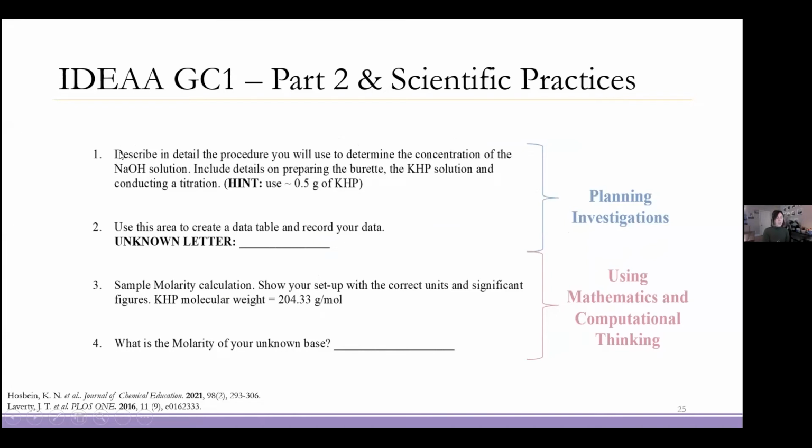So we ask them to first describe in detail the procedure that they'll use and create a data table to record their data. And then we ask them to actually calculate the molarity that they found using their titration and record their molarity.